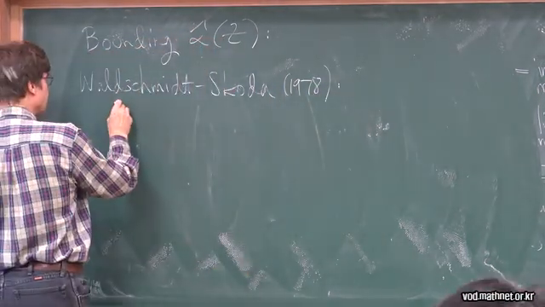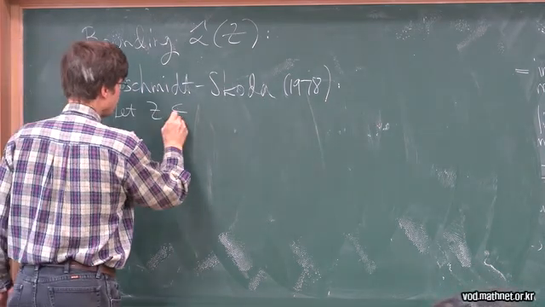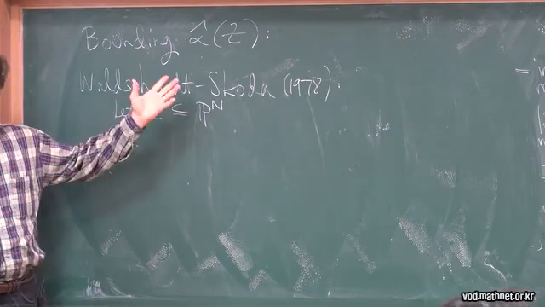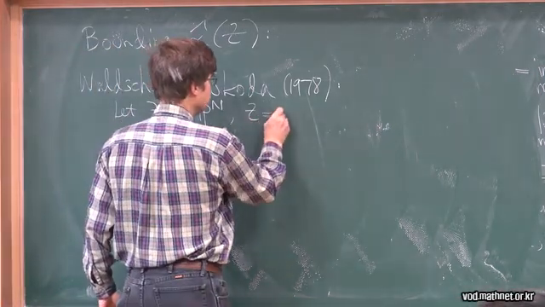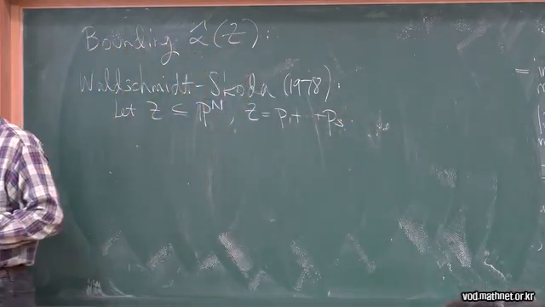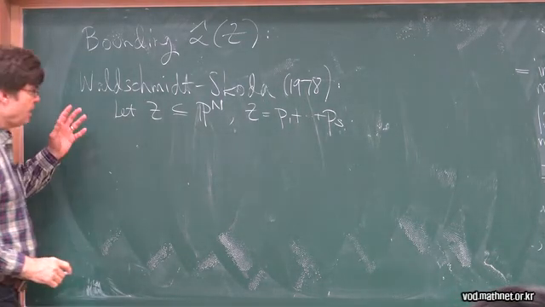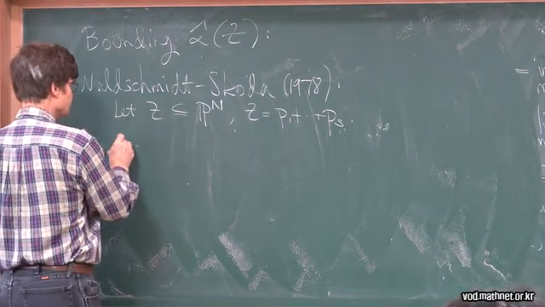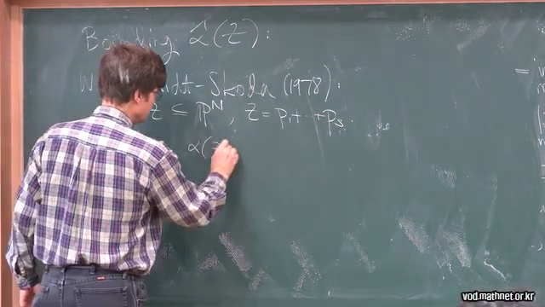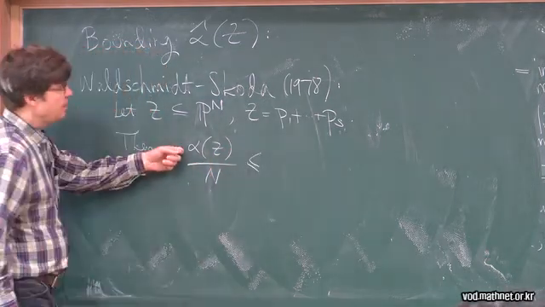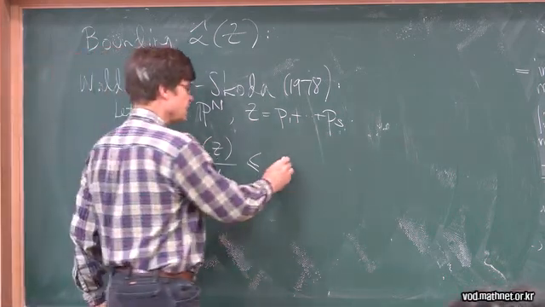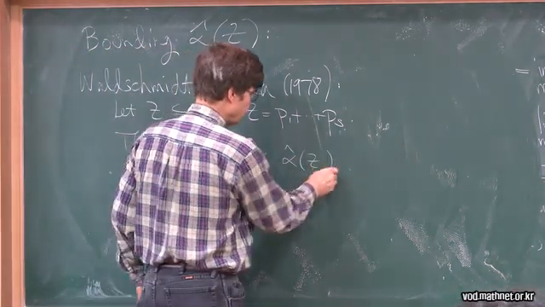And so what they prove is the following. They were looking at a subscheme of projective n-space in general, but it was reduced. So they were just looking at a finite set of distinct points. And what they proved was the least degree of an element in the ideal of Z divided by the dimension is less than or equal to the Waldschmidt constant.